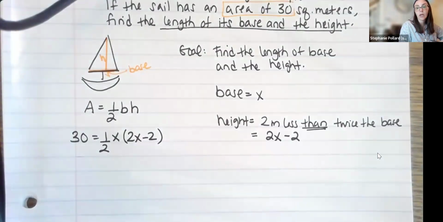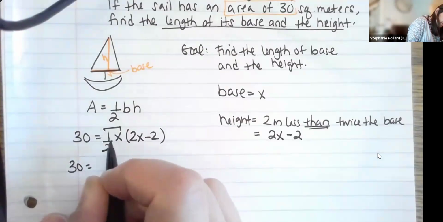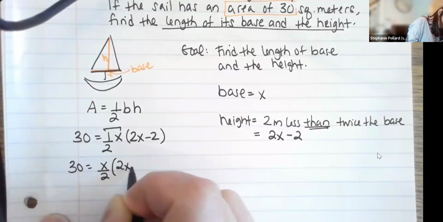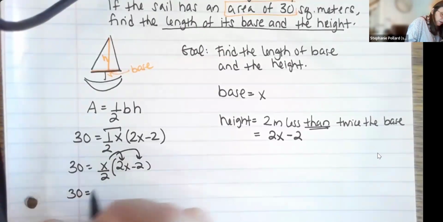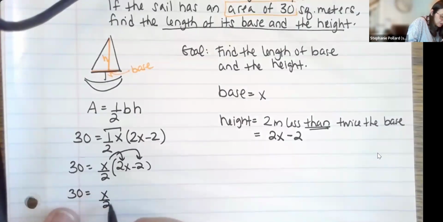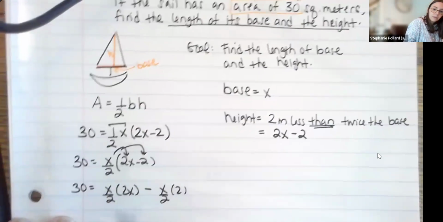So I'm going to use this equation to get going, and I'm going to clean this up first and multiply everything out. So first, 1/2 x, 1 times x is x. So I'm just going to write this as x over 2 just to make it a little bit easier to read. And then I'm going to go ahead and distribute this through. Now, if you can do this in your head, that's great. If you can't, though, write it out. So you have x over 2 times 2x minus x over 2 times 2.